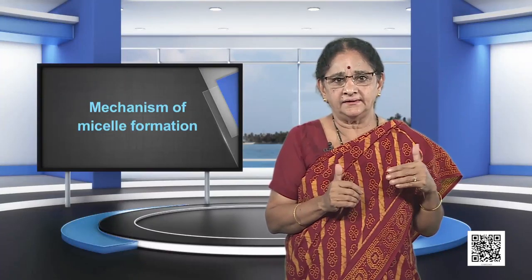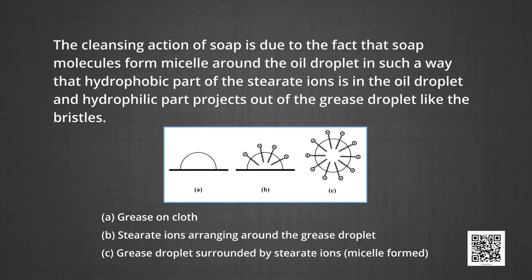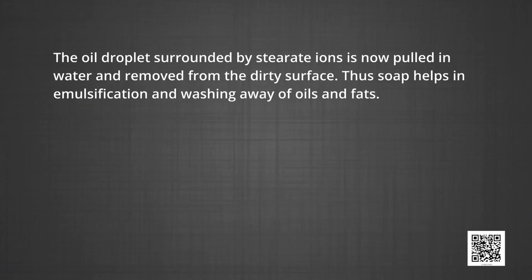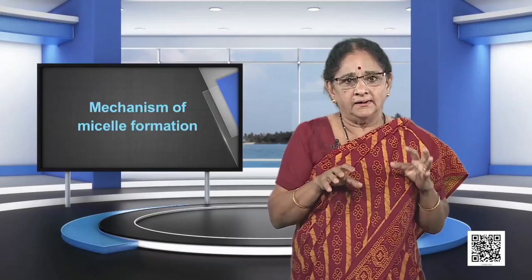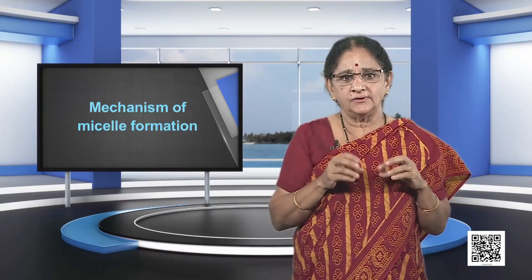It has been mentioned earlier that a micelle consists of a hydrophobic hydrocarbon-like central core. The cleansing action of soap is due to the fact that soap molecules form micelle around the oil droplet in such a way that the hydrophobic part of the stearate ions is in the oil droplet, and the hydrophilic part projects out of the grease droplets like the bristles. Since the polar groups can interact with water, the oil droplet surrounded by stearate ions is now pulled in water and removed from the dirty surface. Thus, soap helps in emulsification and washing away of oils and fats. The negatively charged sheath around the globules prevents them from coming together and forming aggregates.